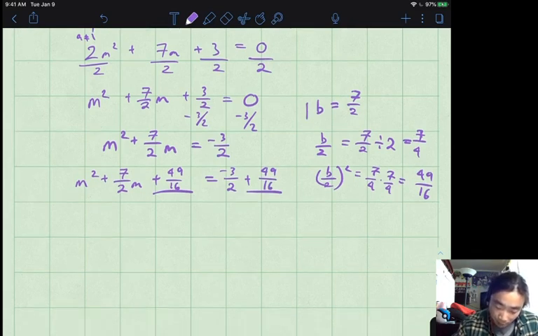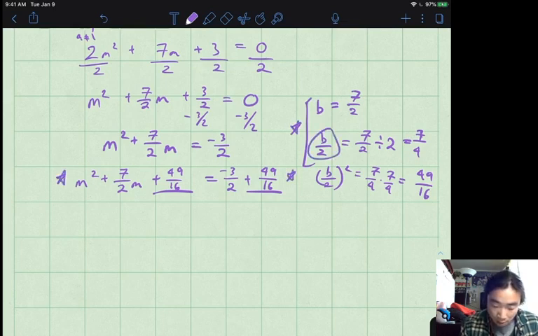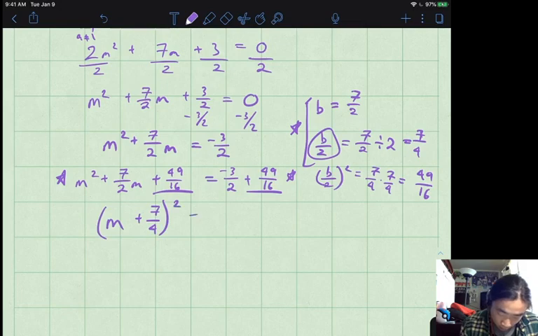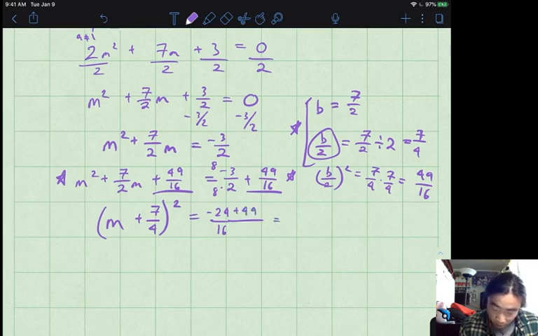So you'll see me write these 3 steps out a lot for completing the square. That's because I don't want to forget what b over 2 is, because that comes in handy for this next part. From here, maybe I'll multiply this by 8. I get negative 24 over 16 plus 49, which is 25 over 16.